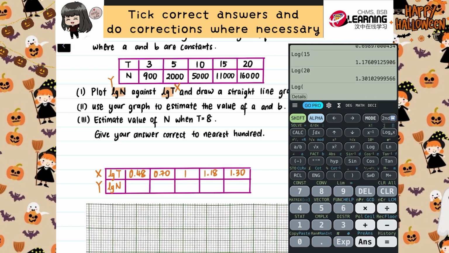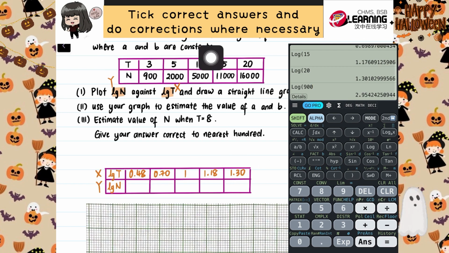Log n now is log 900. This log t is from this t.